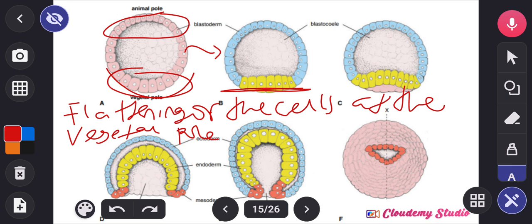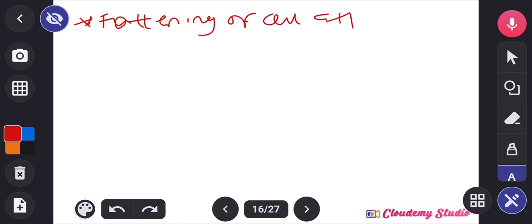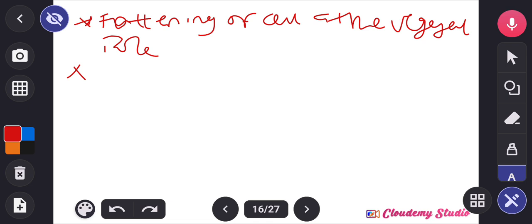Remember, I told you that invagination is the inward movement of cells. That's why I said we are going to be talking about the things that I explained the other time. So let me be writing it down. The first thing that happens is what? Flattening of cells at the vegetal pole. I won't be wasting much of our time. Vegetal pole, right?